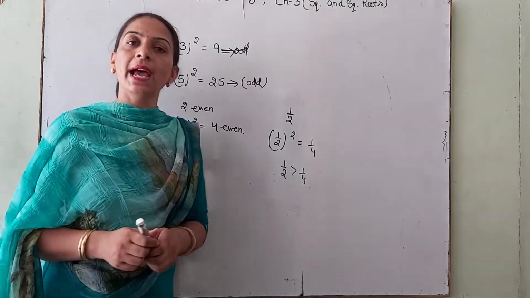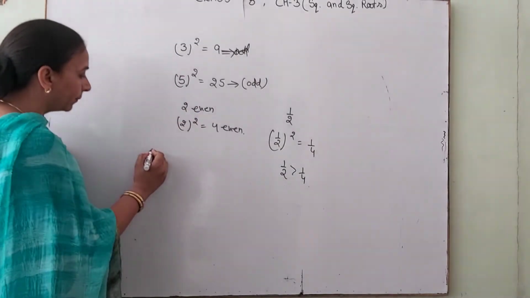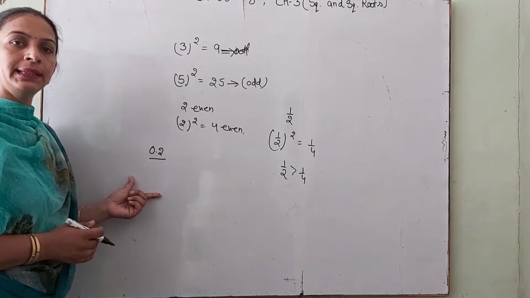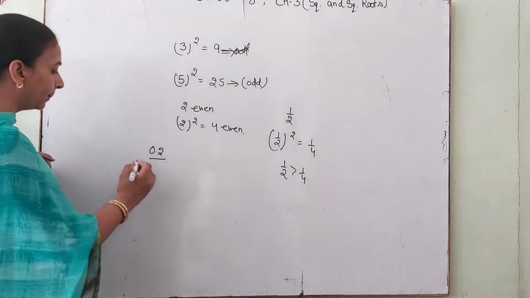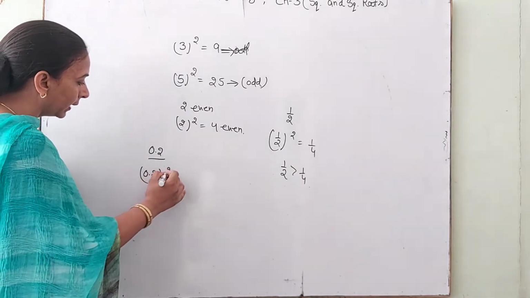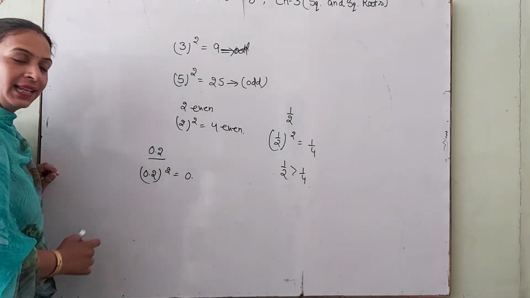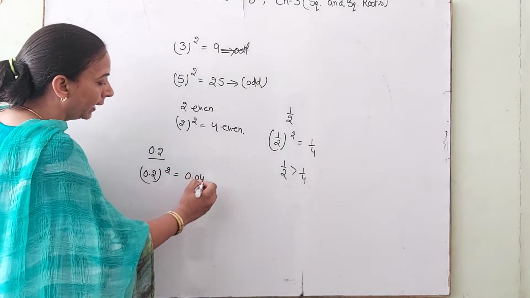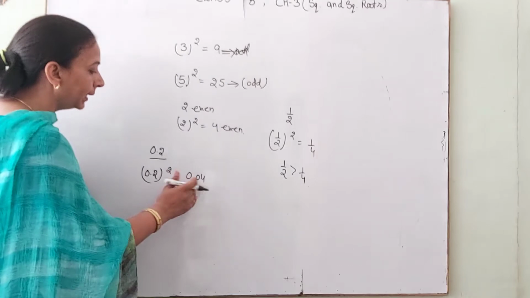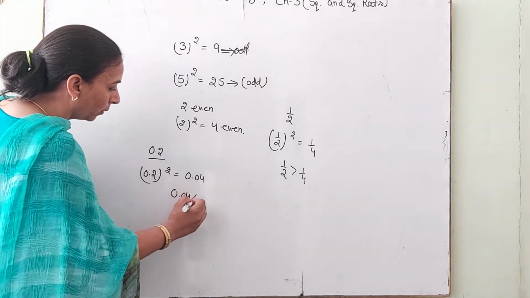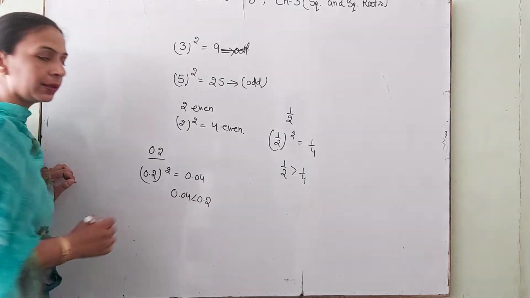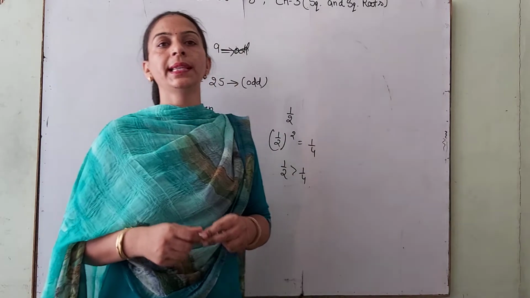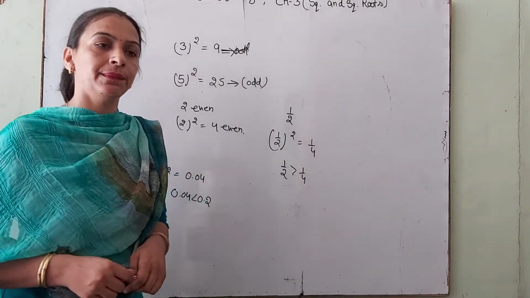In the same way, if we have a decimal number, for example 0.2, the square of a decimal number is always smaller than that decimal number. 0.2 squared equals 0.04, and 0.04 is always smaller than 0.2. So the square of a decimal number is always smaller than that decimal number.